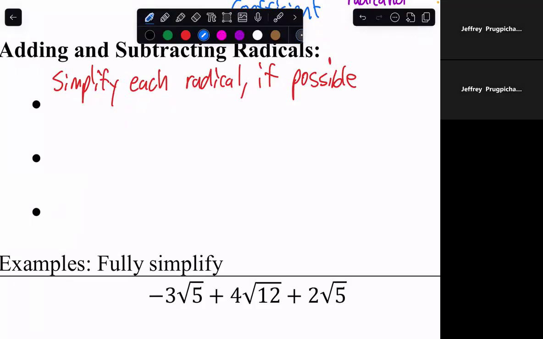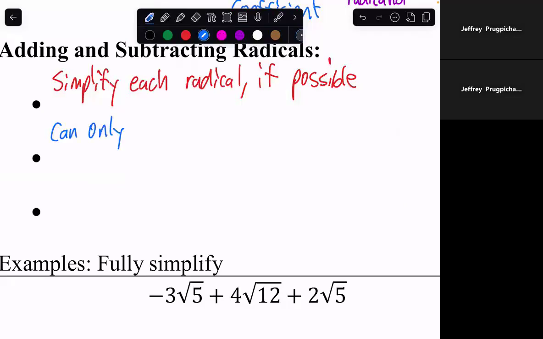Okay, so again, just like with x, you can't add all terms together, right? For example, 3x plus x squared, you can't combine those. Same thing with radicals. You can't add any two radicals together.